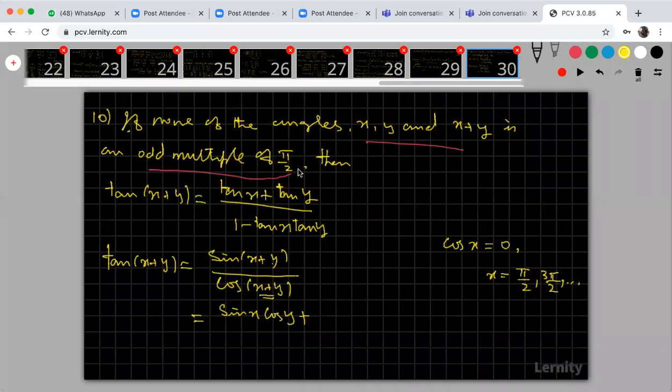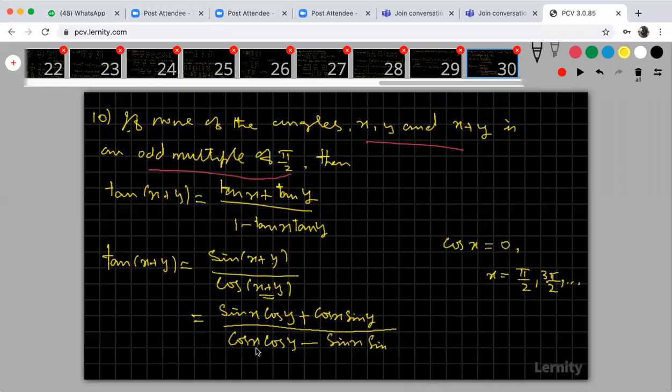What is the sine of (x + y) formula? It is sin x cos y + cos x sin y. Please see the previous identities, the sin(x + y) identity. What about your cos of (x + y)? This is cos x cos y minus sin x sin y.